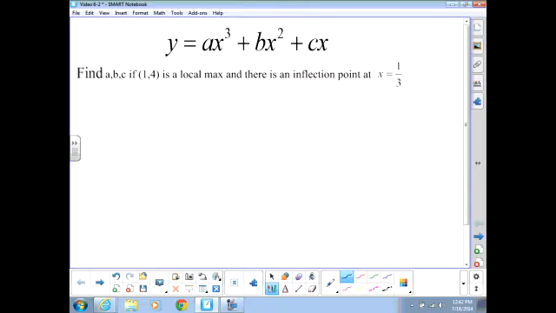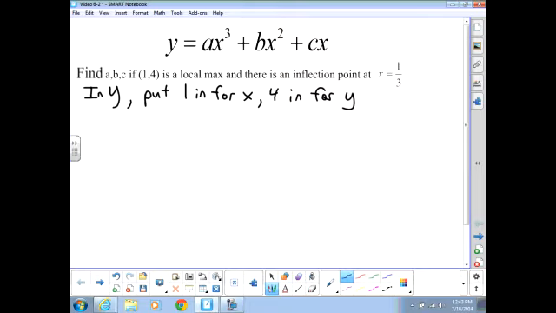Well, let's start out. If (1,4) is a local max, that means the point (1,4) is a point on the original function. That means in f of x, or I guess we have y here, in y, we can put 1 in for x and 4 in for y. And again, we can do that because (1,4), because it's a local max, is a point on the actual function.